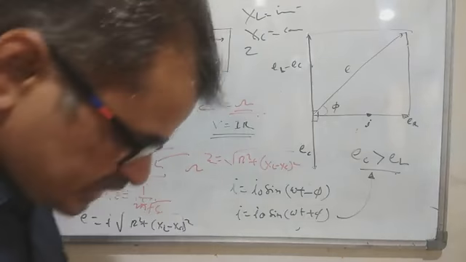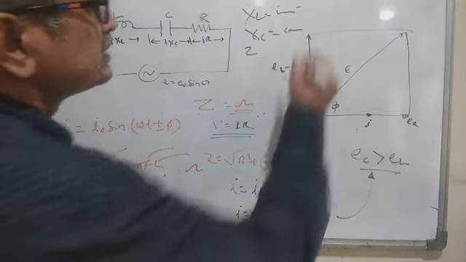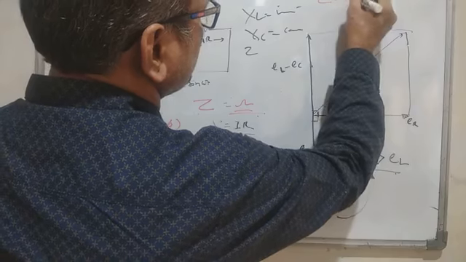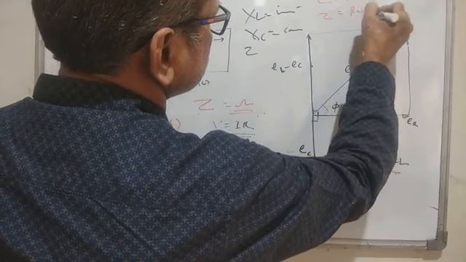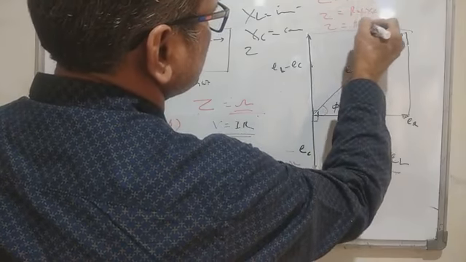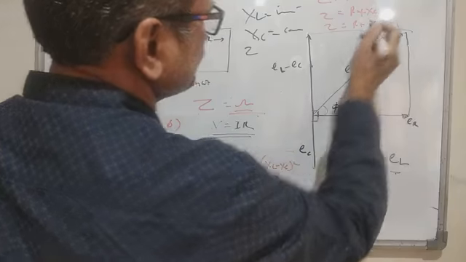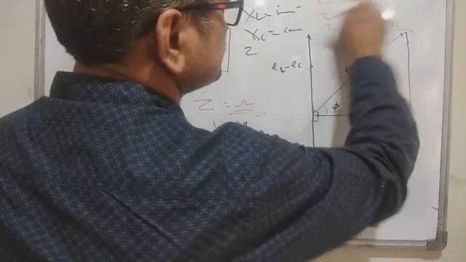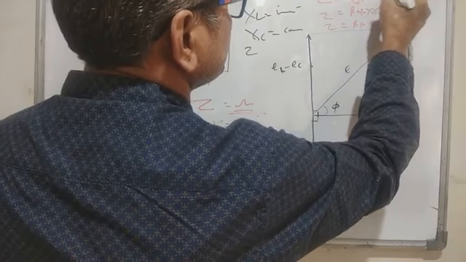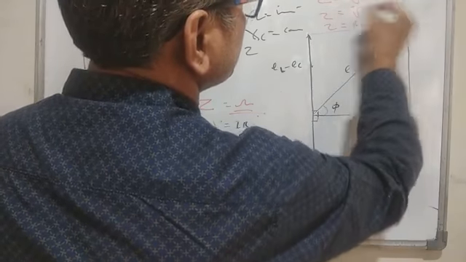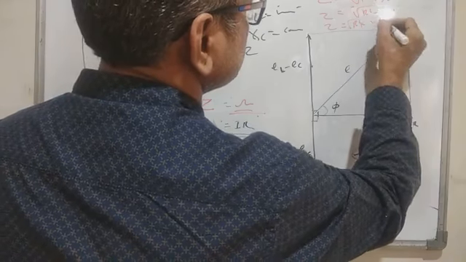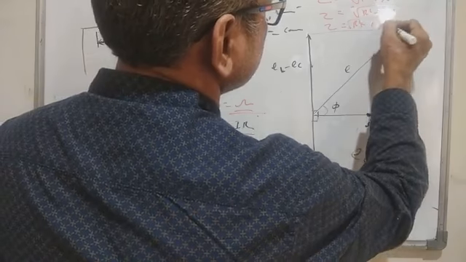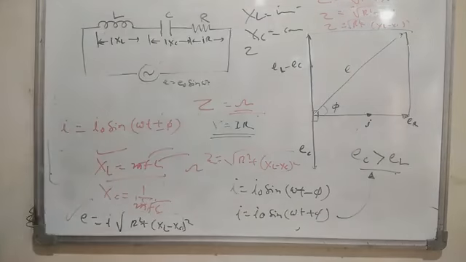Z may be the combination of R and XL. Z may be the combination of R and XC. Z may be the combination of R, XC and XL. Not direct addition. Actually, it is like this: under root R square plus XL square, or under root R square plus XC square, or under root R square plus XL minus XC whole square. So Z is the impedance and the unit is ohm.